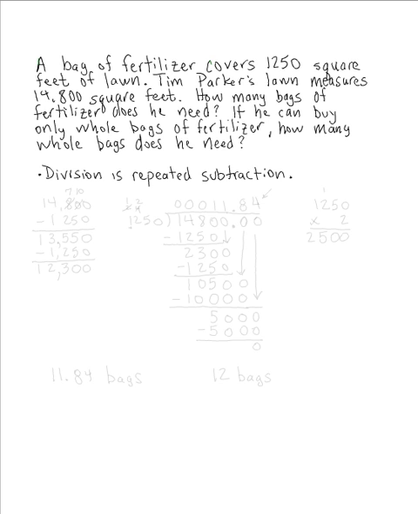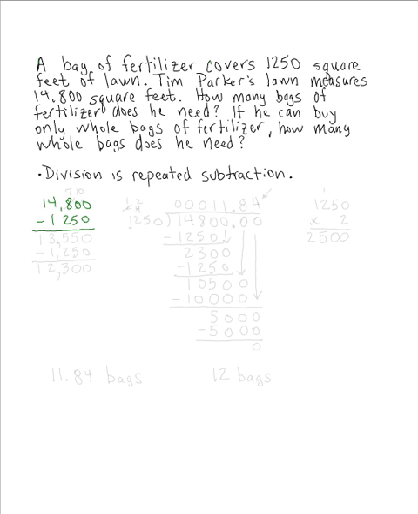So the one thing to keep in mind when you're using division to solve a word problem is that division is repeated subtraction. One way to think about solving this problem is to say, okay, Tim Parker's lawn currently has 14,800 square feet, and currently none of it has any fertilizer on it. So if we write that down, 14,800, what would happen if we use just one bag? Well, one bag covers 1,250 square feet. If we subtract, then we'll know how much of his lawn still doesn't have any fertilizer on it.